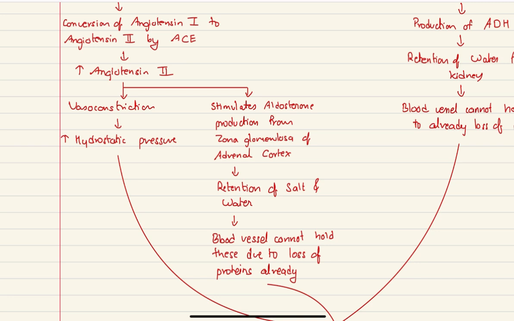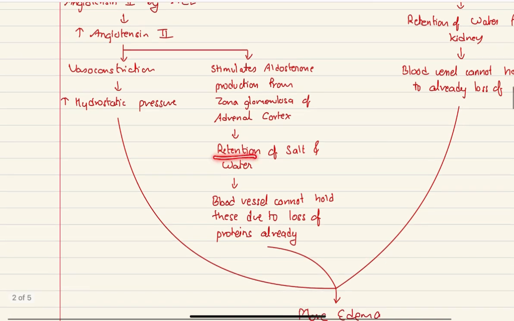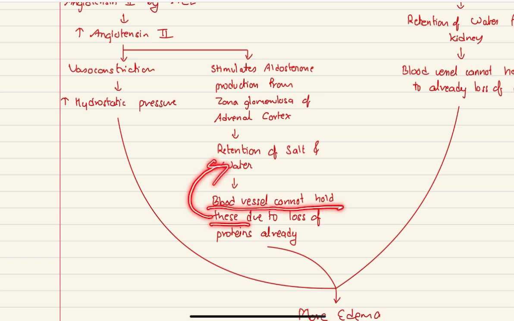Secondly, it can also stimulate aldosterone production from the zona glomerulosa of the adrenal cortex. Okay, so angiotensin 2 will also stimulate the production of aldosterone. This aldosterone will now retain salt and water from the kidney. But now the blood vessels cannot hold this retained salt and water, because of the loss of proteins already.